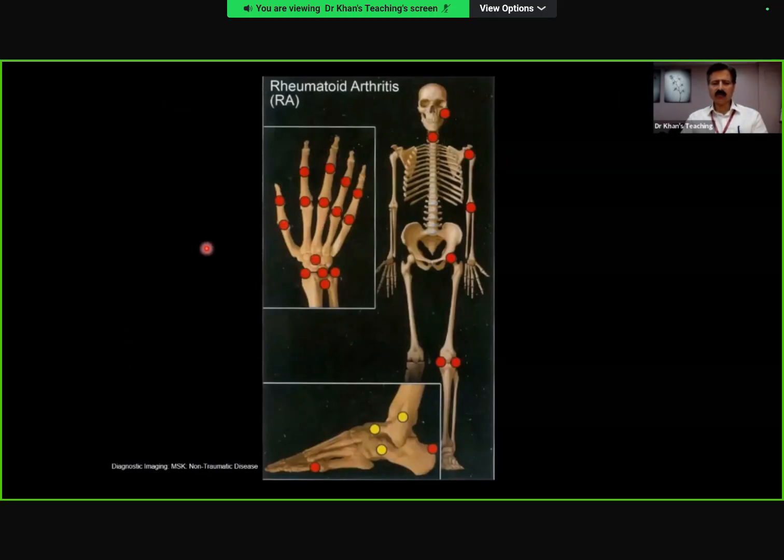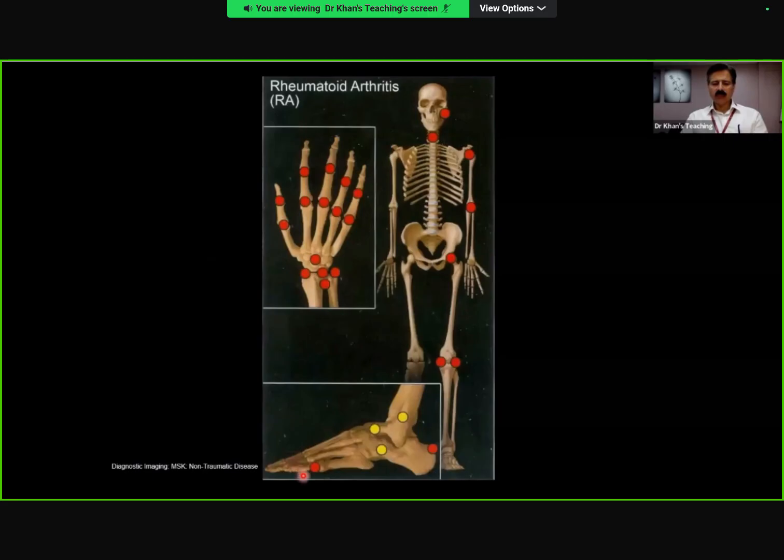Particularly look at the hand. Hand is the favorite for the exam. And in the hand, you can see that the metacarpophalangeal joints are involved, and the proximal interphalangeal, and the distal are not. This is a key point. Of course, the carpal joints can also be involved.